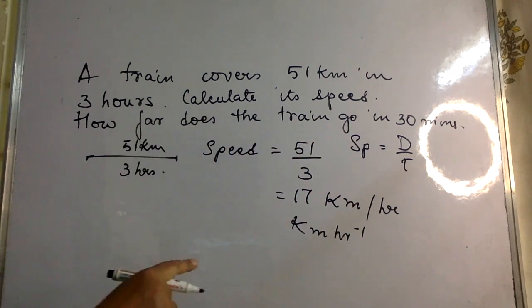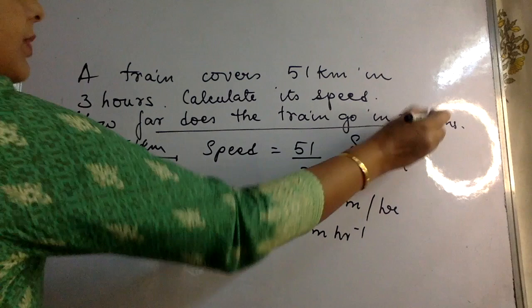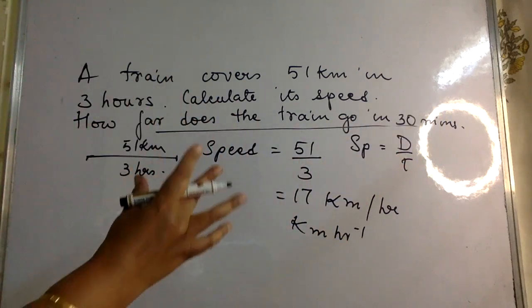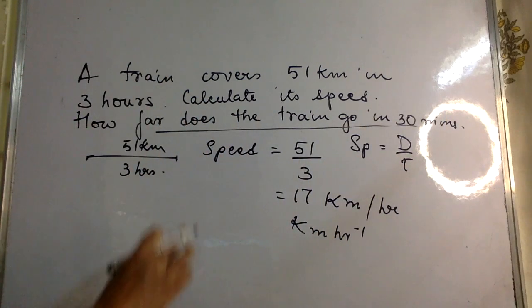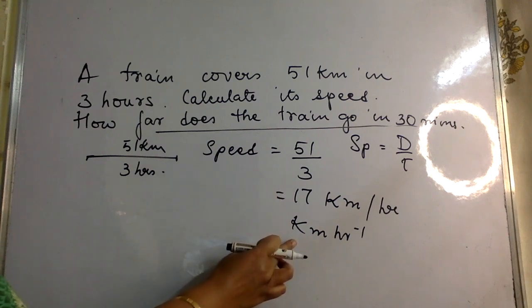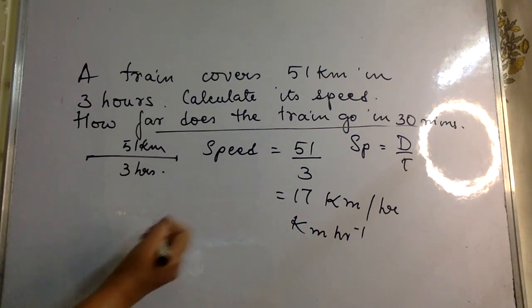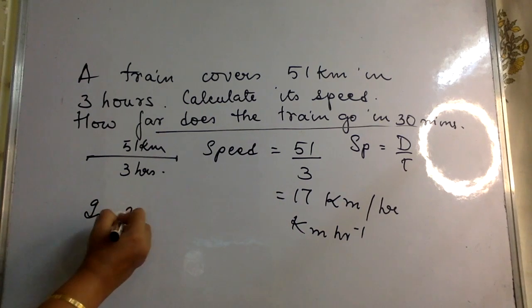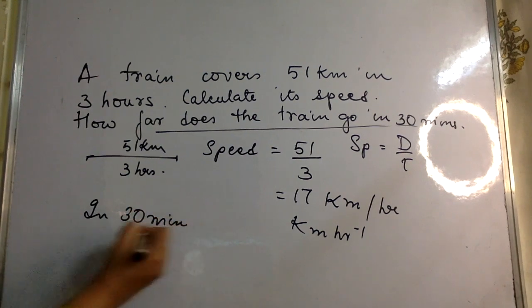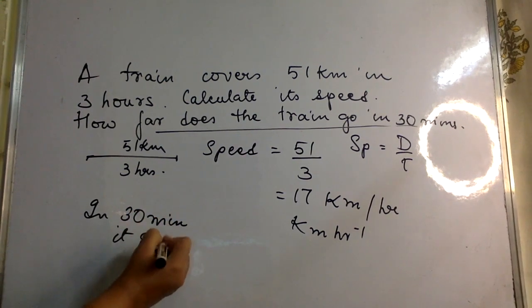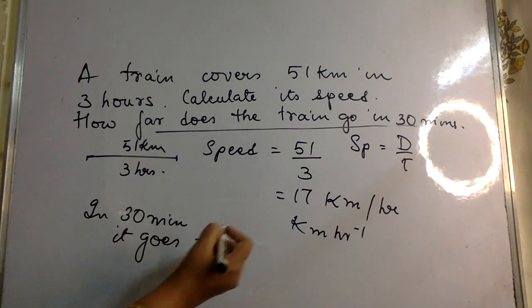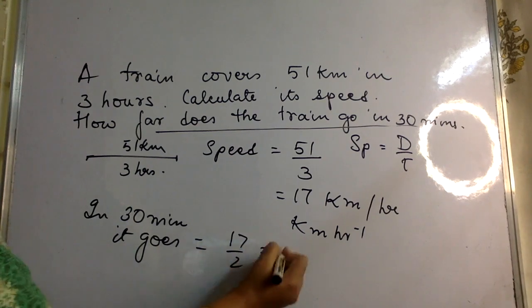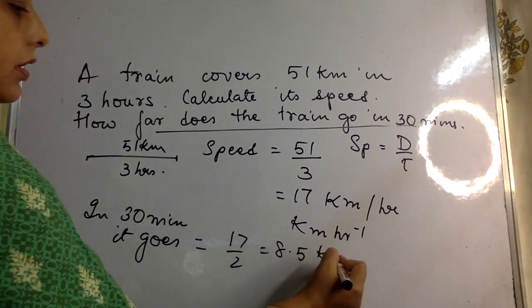Now that we know the speed of the train, we'll go for the second part of the sum. How far does it go in 30 minutes? In 1 hour it is going 17 kilometers. In 30 minutes, half of that. In 30 minutes, what distance? 17 by 2, which is 8.5 kilometers.